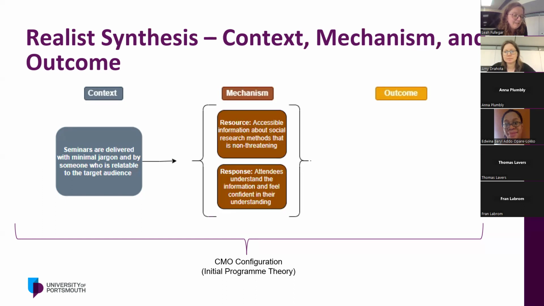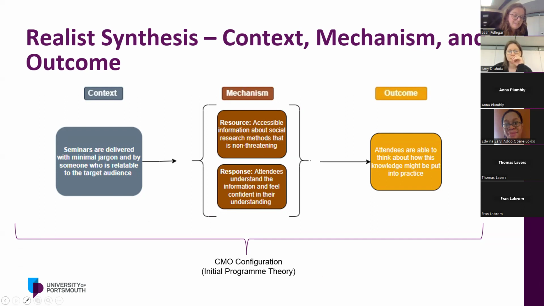My best guess at the mechanism would look something like this, the resource being accessible information about social research methods that is non-threatening and ideally not intimidating. And the response to this resource is that the attendees understand the information and feel confident in their understanding. Again, I don't know this to be true, but this is what I think and expect to happen when this specific context is in play. Finally, our outcome might be that if this context is in play and if this mechanism is accurate, then attendees will be able to apply that knowledge to practical situations.